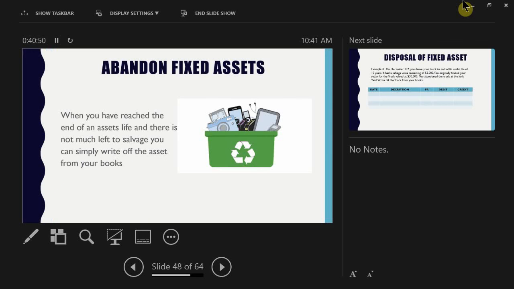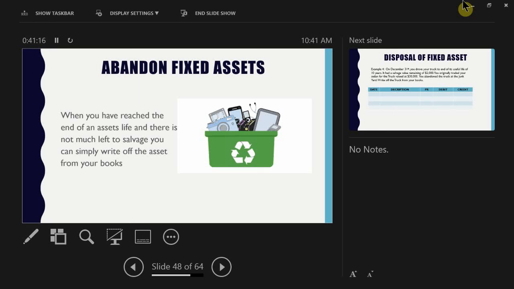Let's talk about actually abandoning a fixed asset. When you've used the asset all the way to the ground, where you're left with just an asset that has reached the end of its life and it's not salvageable, you can't do anything about it to improve it. You can't do anything about it.